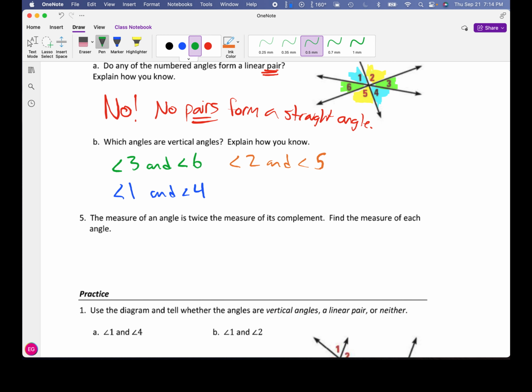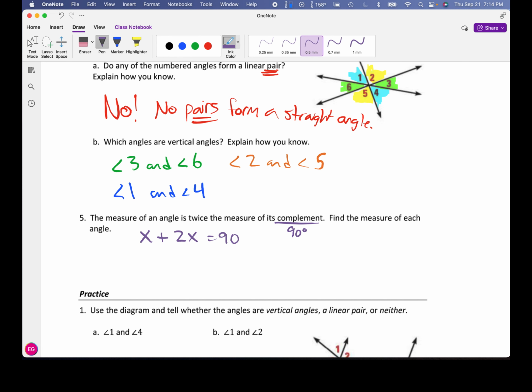For number 5, it says, let's get a fun purple color. The measure of an angle is twice the measure of its complement. Okay, so complement means it adds up to 90 degrees. If an angle is twice the measure of its complement, one of them is going to be x, and the other one is going to be twice as much. And we know that they have to add together to equal 90.